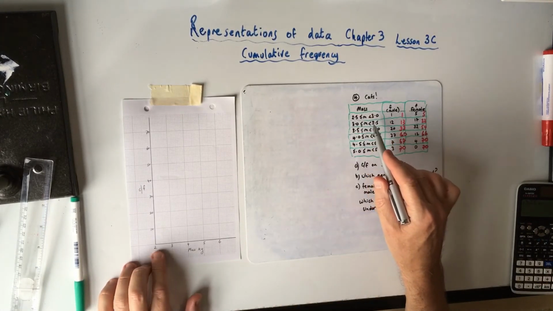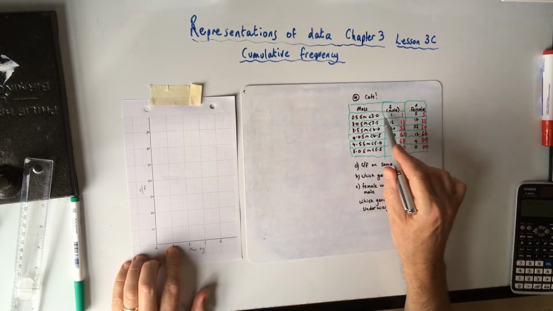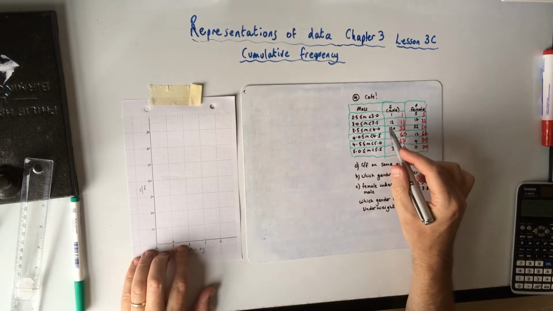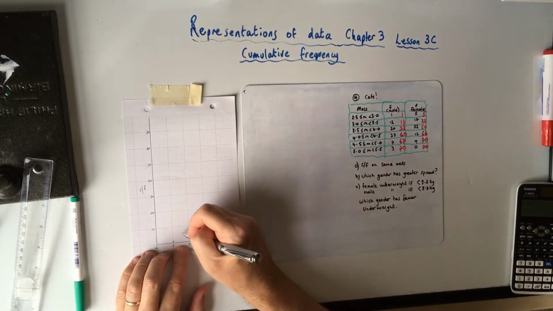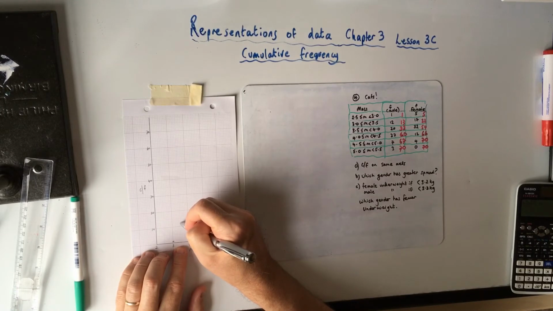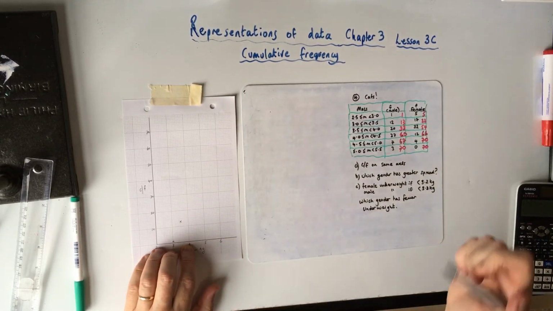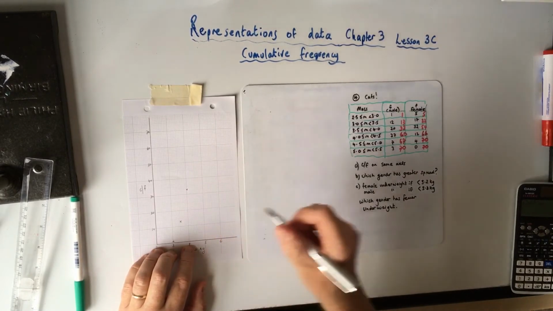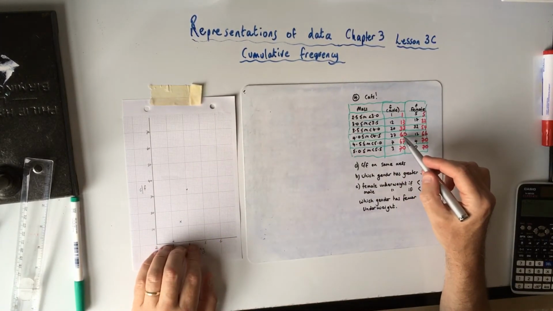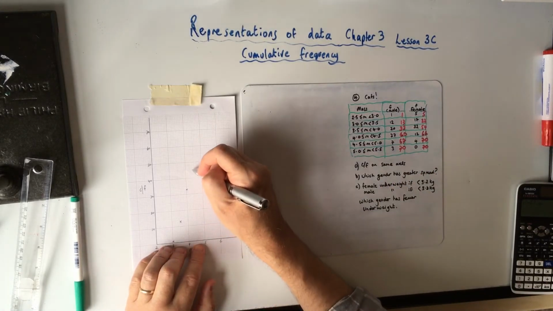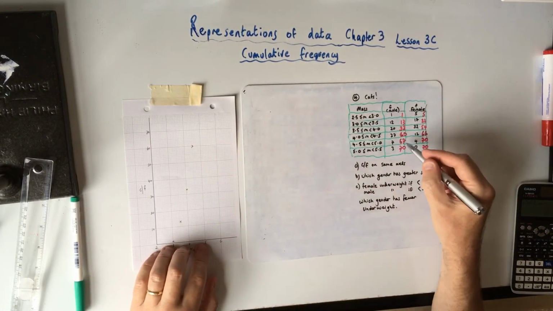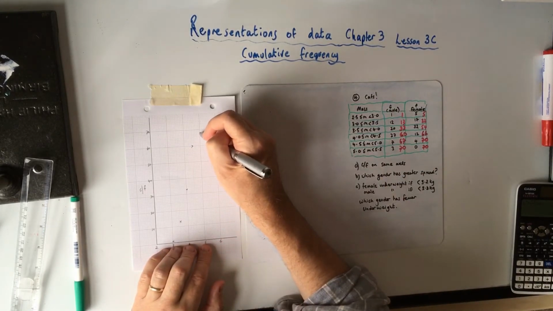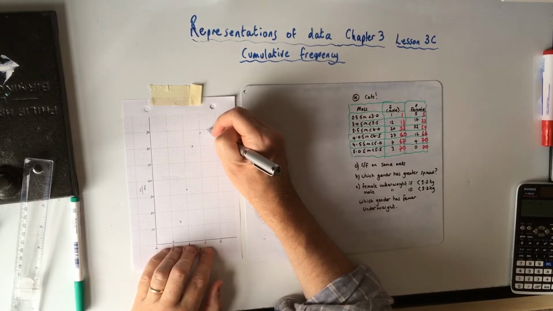So 2.5 to 3. So at 3, the end of the group, we're going to plot 1. At 3.5, 13. At 4, 33. At 4.5, 60. Next one, 67 at 5. And then at 5.5, 70.